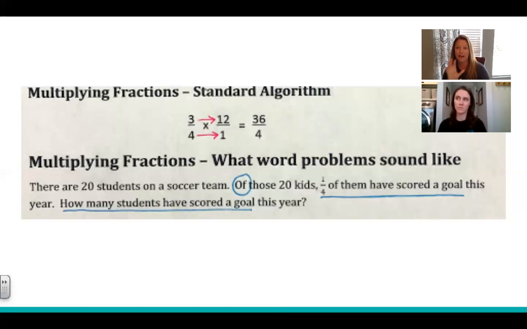I would take 20, cut it into fourths. 5 would be in each piece. So 5 students have scored a goal this year. Remember, it could also say how many have not scored a goal. So that would be 1/4 of 20, but then I need to subtract it out, or do 3/4 of the 20. So we've done a lot of those types of problems. You'll do a lot more of those next year.